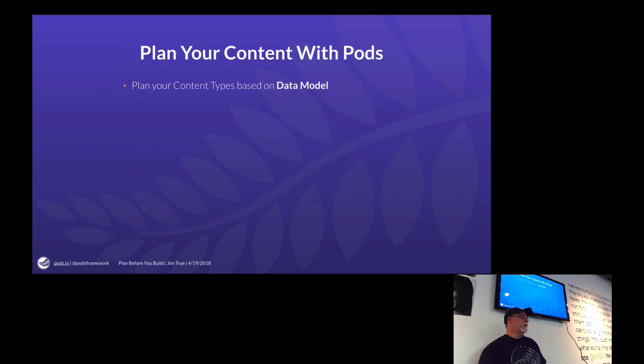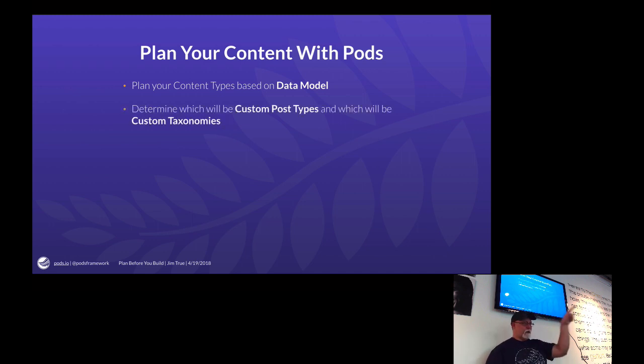So how do you plan your content with Pods? You plan your content types based on your data model. You do that little chart of main content, subcontent, organizational stuff. And then you go in and say, okay, well, those are custom post types, so I'm going to put those in. And then those are taxonomies, I'll put those in. Let me see what fields I need for each of those.